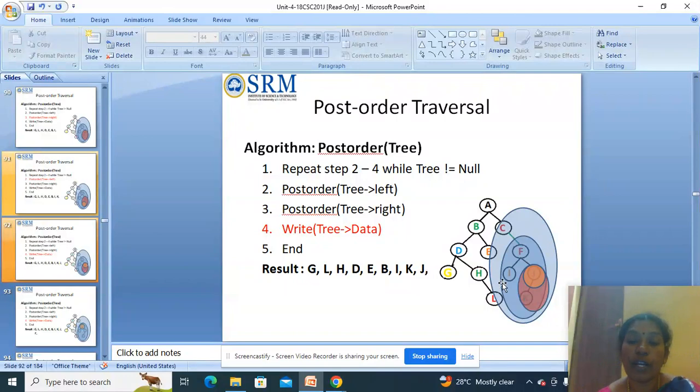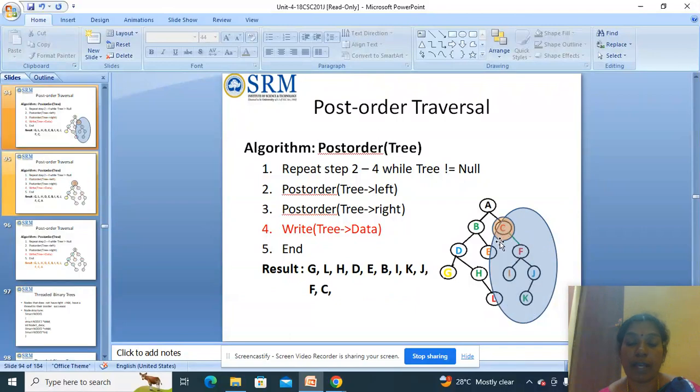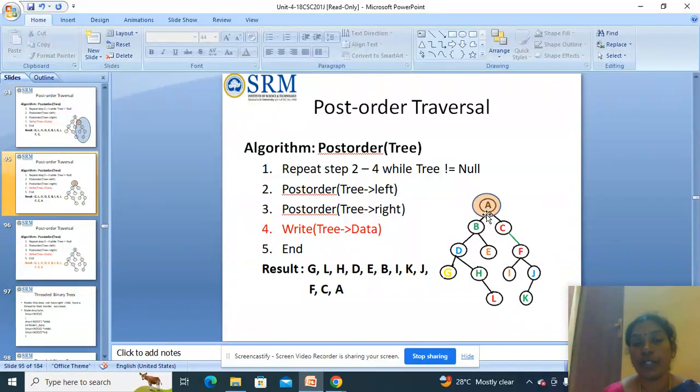So for this F, the whole left is over, right is over, then finally the node, so F is printed. And then for C, there is no left, the left is already over and the right is over, then the remaining node C is available. The whole left is over, right is over, finally the node, that is A. So this is the post-order traversal mechanism.